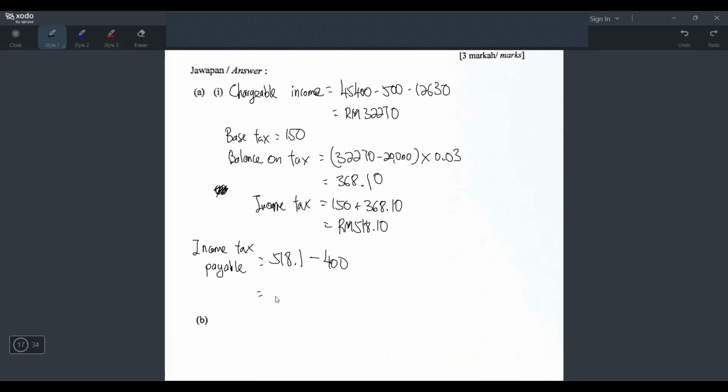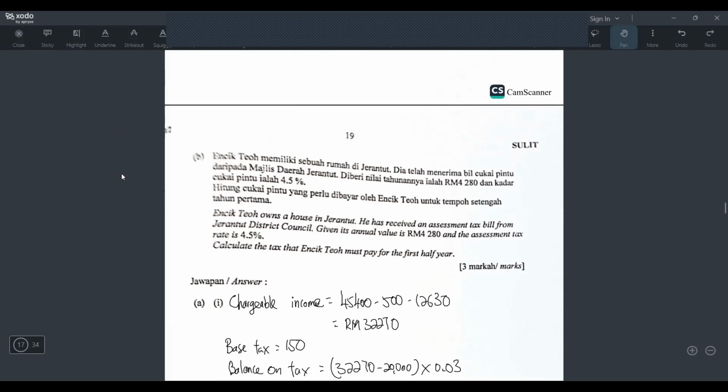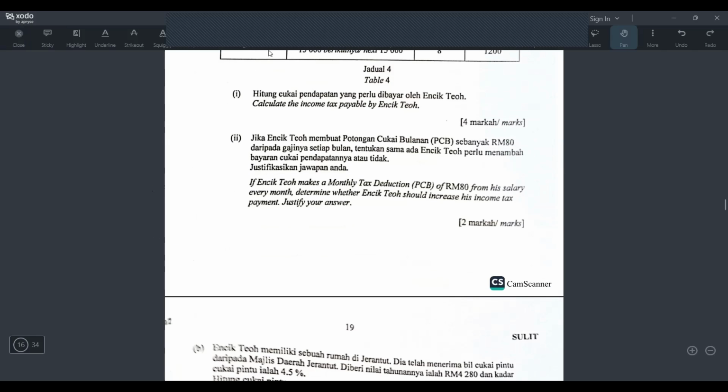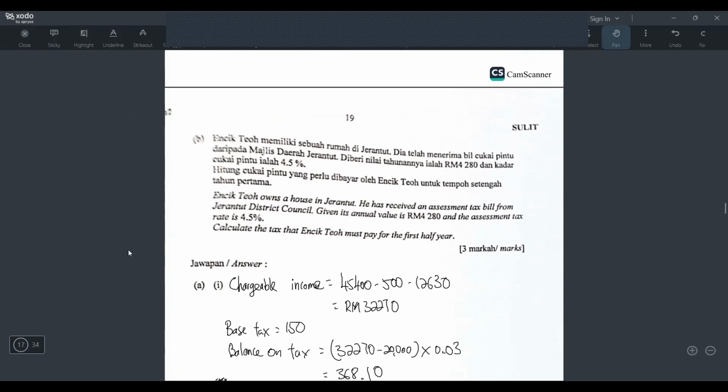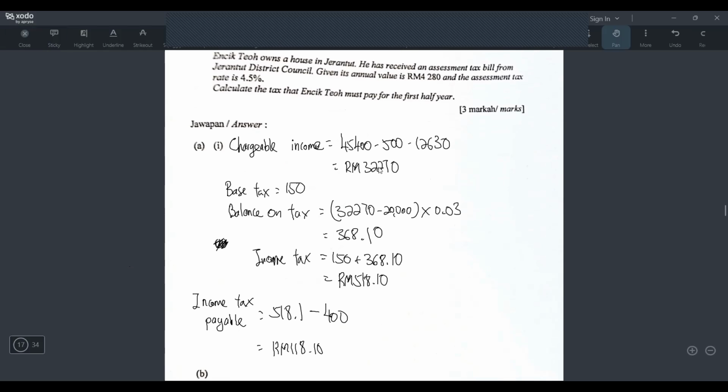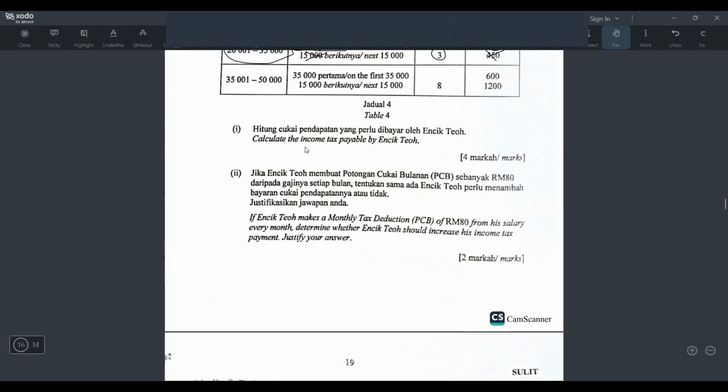Okay, 118.1. So your cukai perlu dibayar is RM 118.10. Okay. That is soalan number 1 punya jawapan. Soalan number 2. What if one day they want to find chargeable income? Then you only do until here. Okay, if they want chargeable income. But this question, they want income tax payable. That's why you have to do the whole thing.